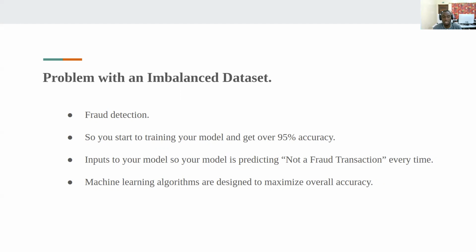And for a machine learning algorithm, we want to maximize the overall accuracy. Now, seeing that your model was overfit during the training process, that means there should be a problem with the data and it might be an imbalanced data set problem.